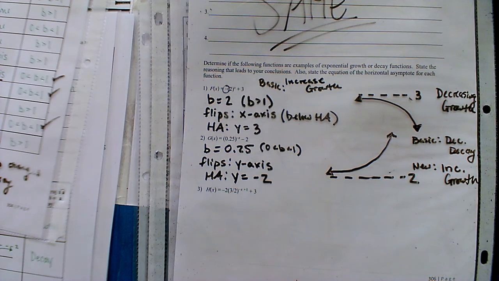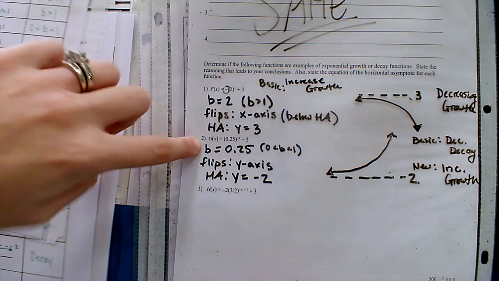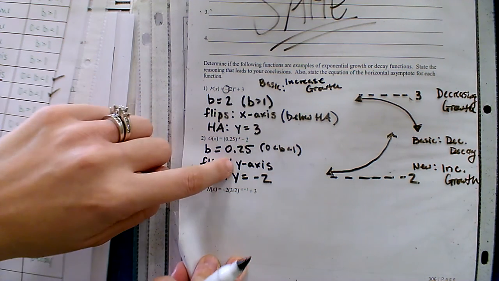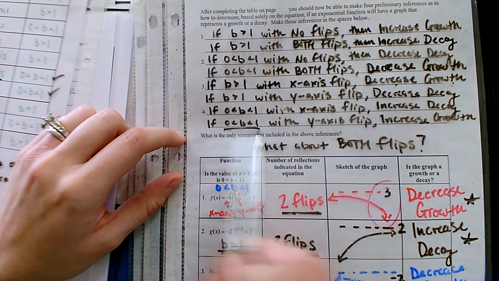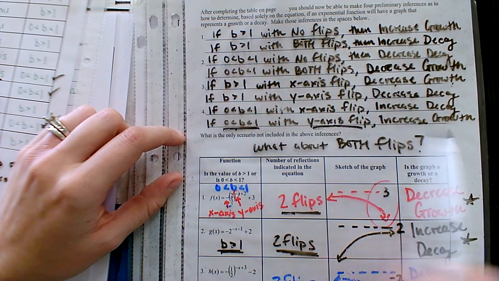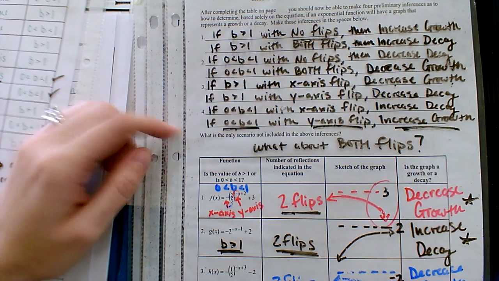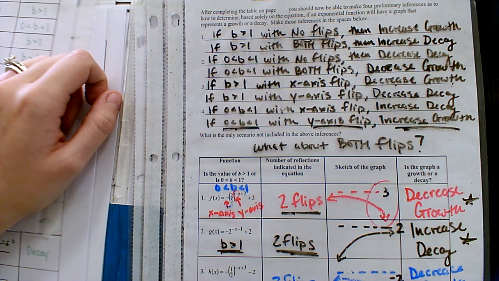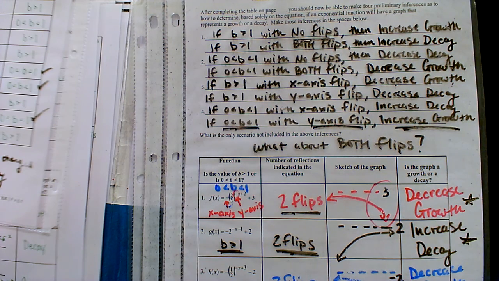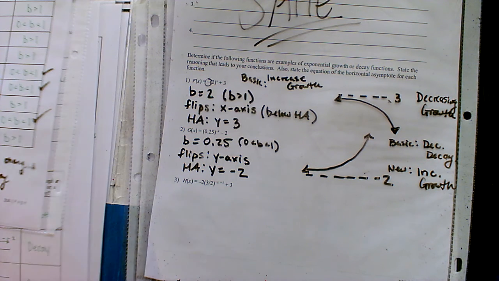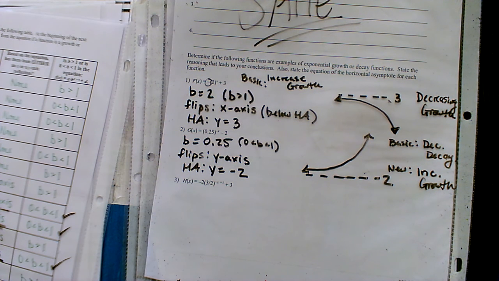Okay, if you wanted to check it, okay, using the 4 properties we had on the front, our base is between 0 and 1, and we have a y-axis flip. So over here, base is between 0 and 1, y-axis flip, increasing growth, just like we said. Are we doing okay? I know it's a lot to take in, but we're going to have more practice. Okay? We'll go ahead and check out the last one tomorrow. That's going to be a good review.